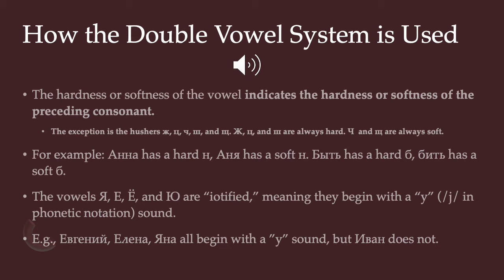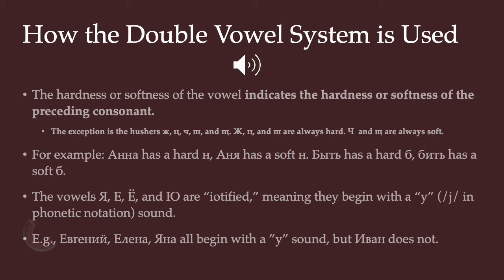Another thing to know about the vowels is that the soft vowels ya, ye, yo, and u are what is called yodified, meaning they begin with a ya, or it's often written as a J in the phonetic notation sound. And so you can hear it. We have ya, ye, yo, and u. And so when they are pronounced at the beginning of a word or in a vowel cluster, we pronounce this ya sound at the beginning of these vowel sounds.